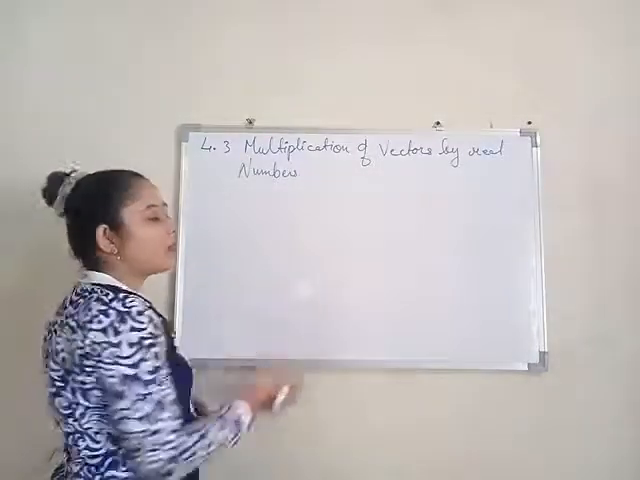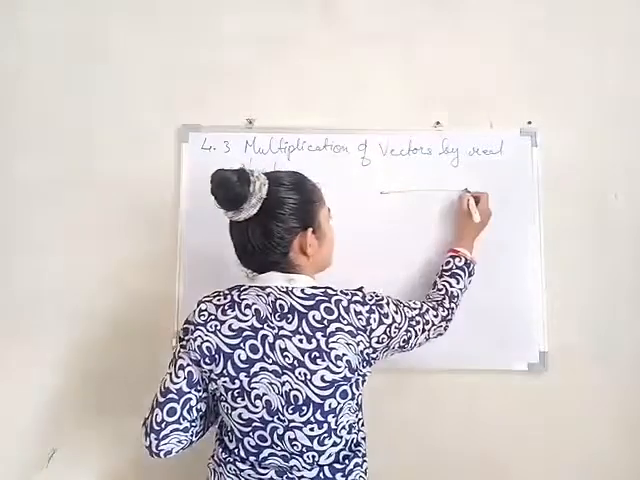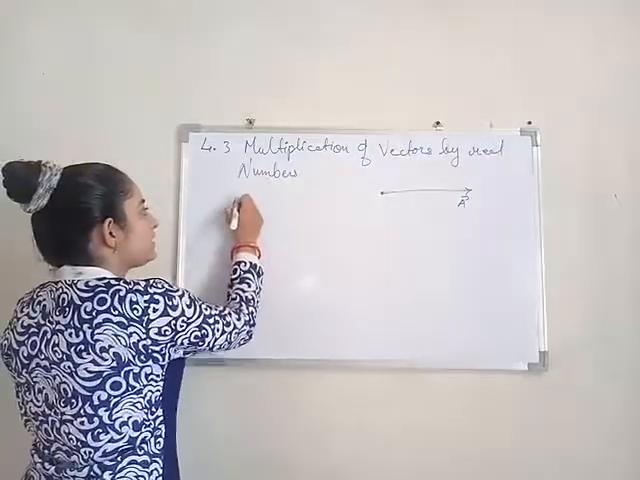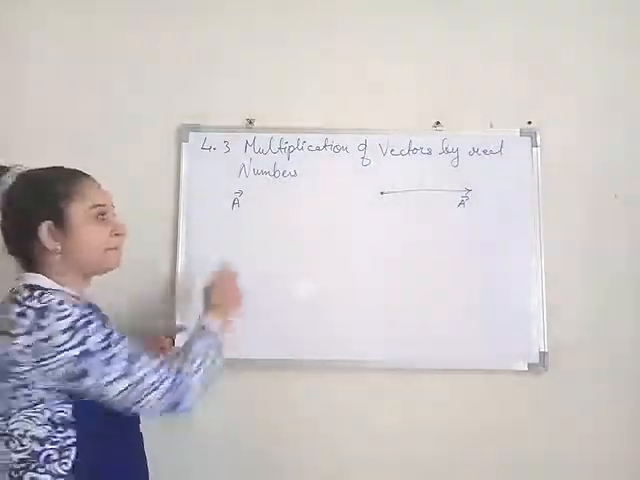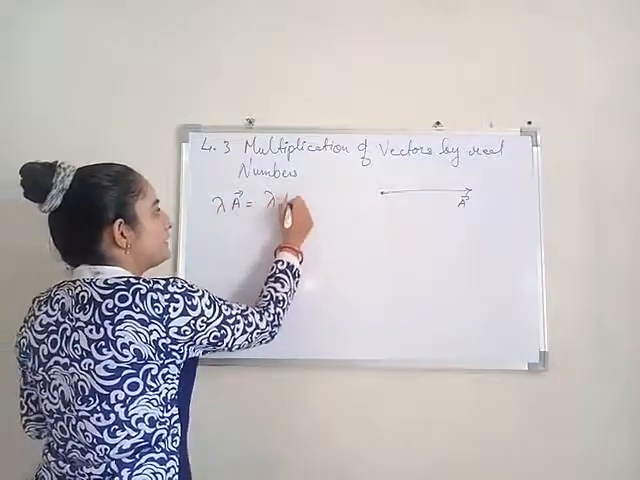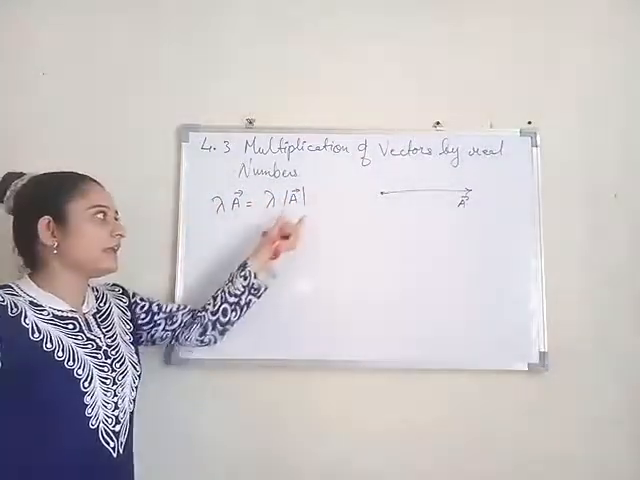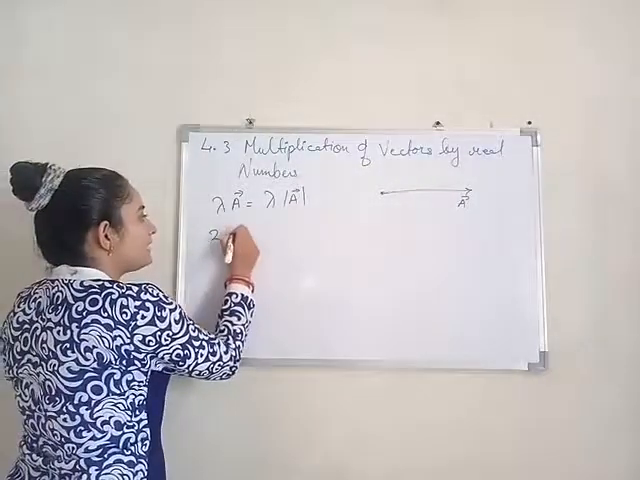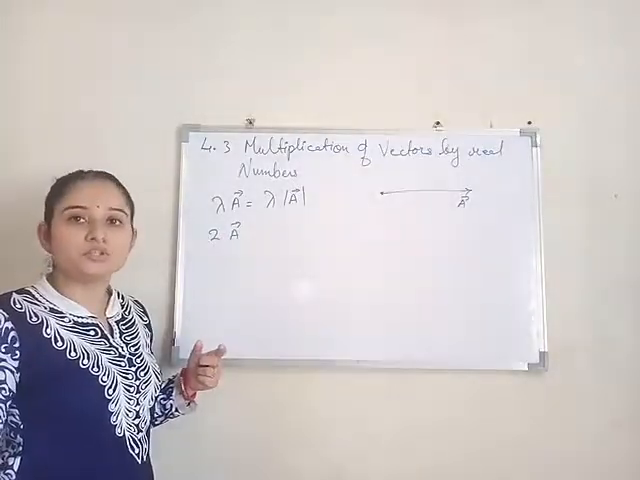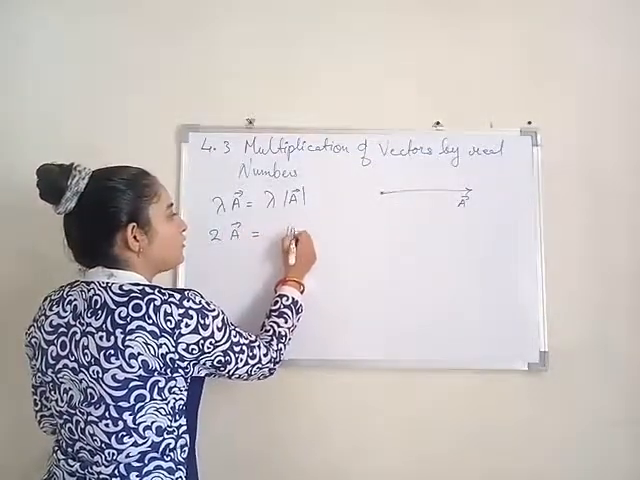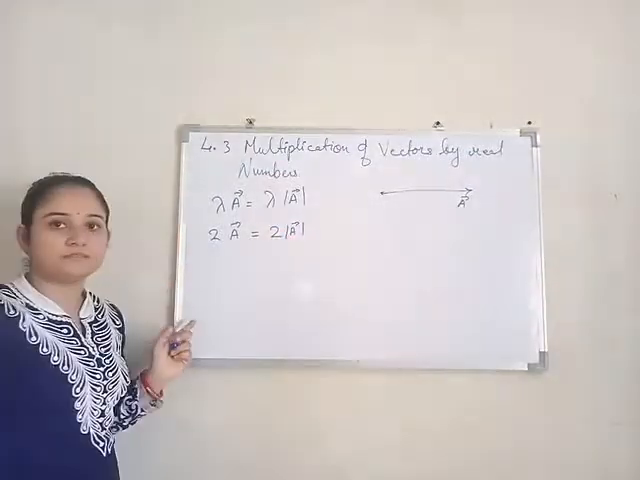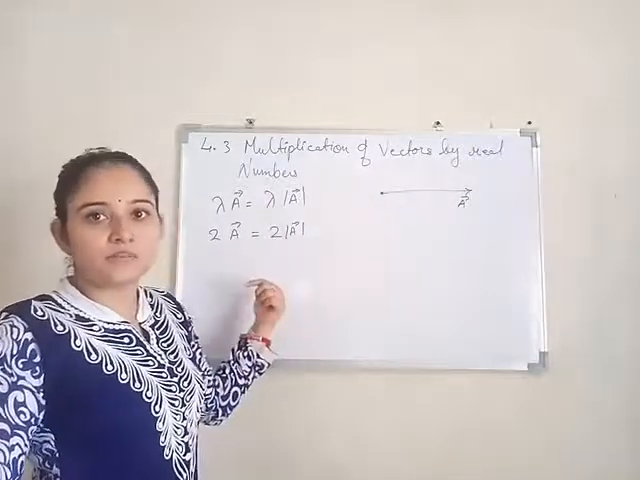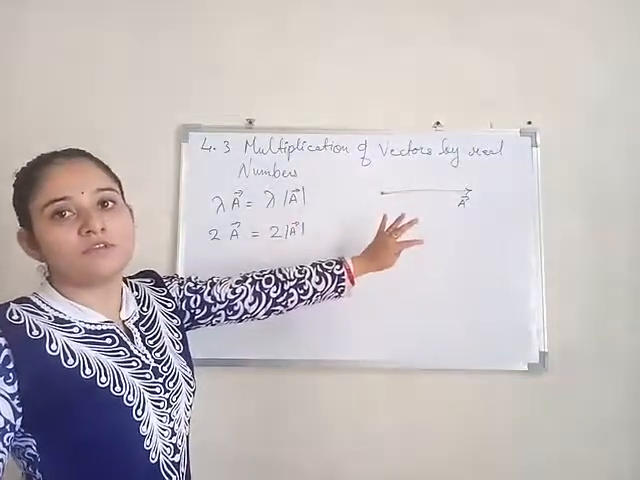Now let's come to next topic, that is 4.4, multiplying a vector with a real number. So if we have a vector A, say there is a vector A in this direction. If we multiply this vector A with any real number, say lambda, then we get the magnitude of vector A, lambda times. For simplicity, again say multiply this vector A with a real number 2, then we will have magnitude of vector A 2 times in the same direction of vector A, as it is positive. So same direction of vector A.